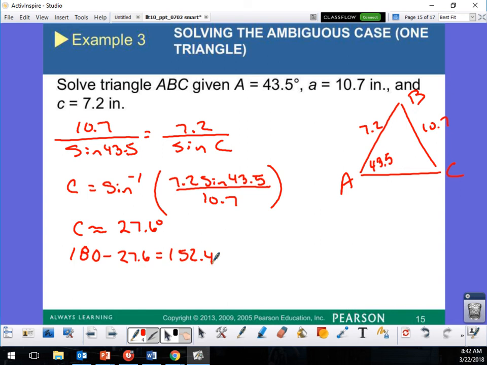So if you needed to find B, we'd use law of sines, right? So we would have all three angles, then law of sines to find our missing B, right? We're done.